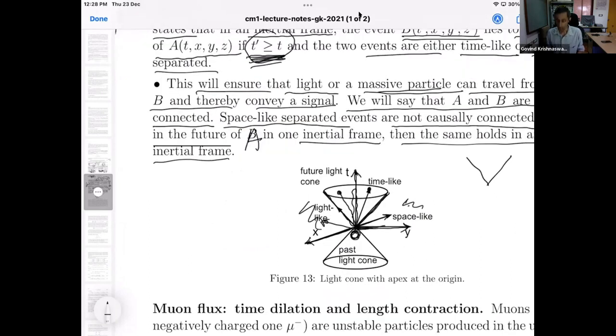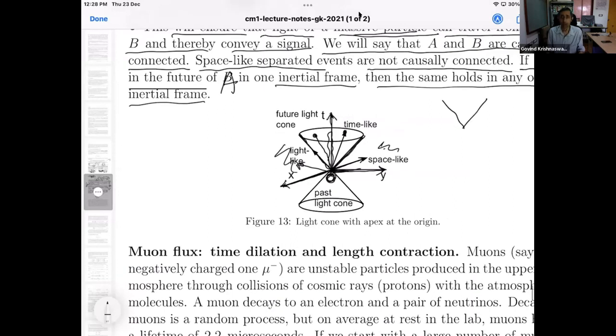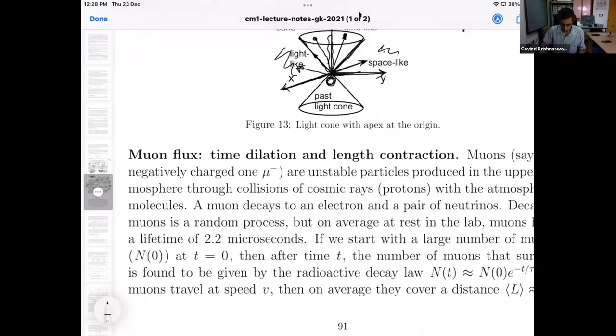I want to then spend a few minutes giving one application, partly because of some questions we received last time on time dilation. What does it really mean about these clocks carried by different observers? So I want to give a very practical example where time dilation is very important. Not only time dilation, but also length contraction. Both are very important. So we will briefly consider the study of a particle called a muon.